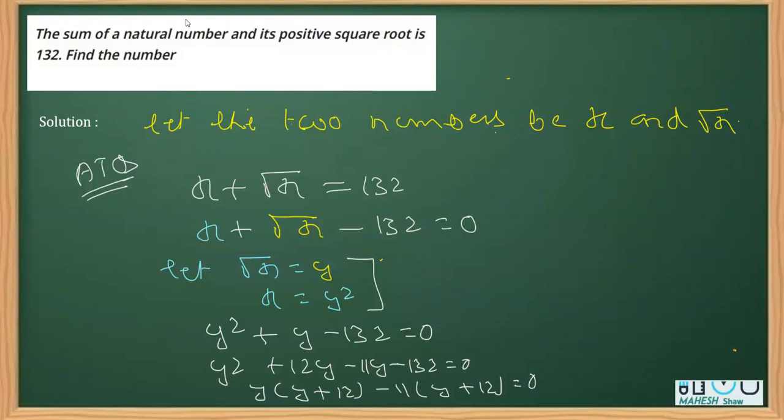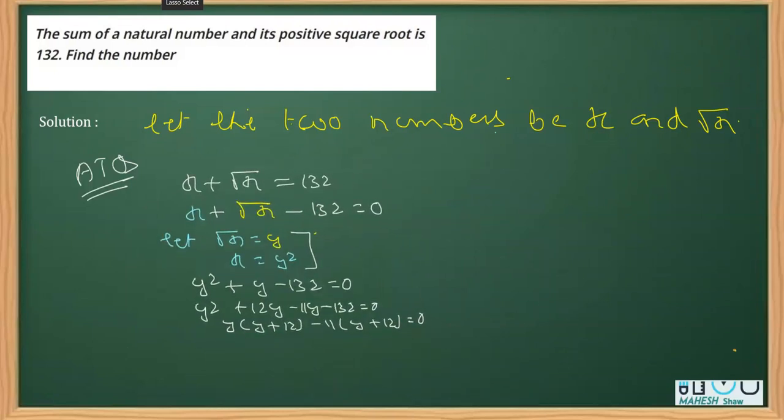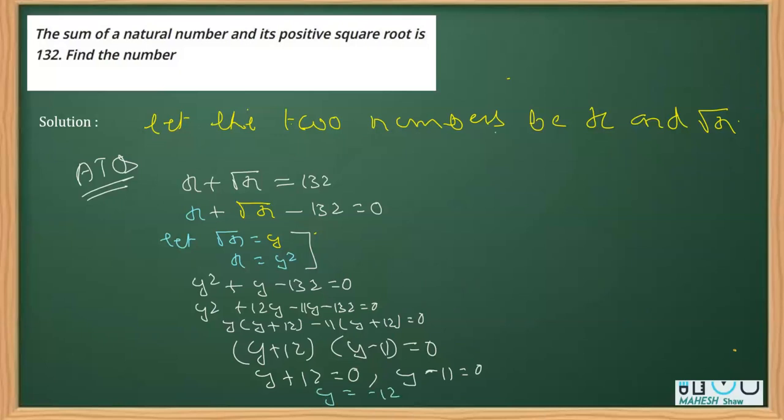Now after that, we'll be taking common to get the value of y. So let's make some space. I can see this is y plus 12 common throughout, and then this is y minus 11 equal to 0. Equating y plus 12 equal to 0, and y minus 11 equal to 0, what do we get here? We get y as minus 12 or y as 11.